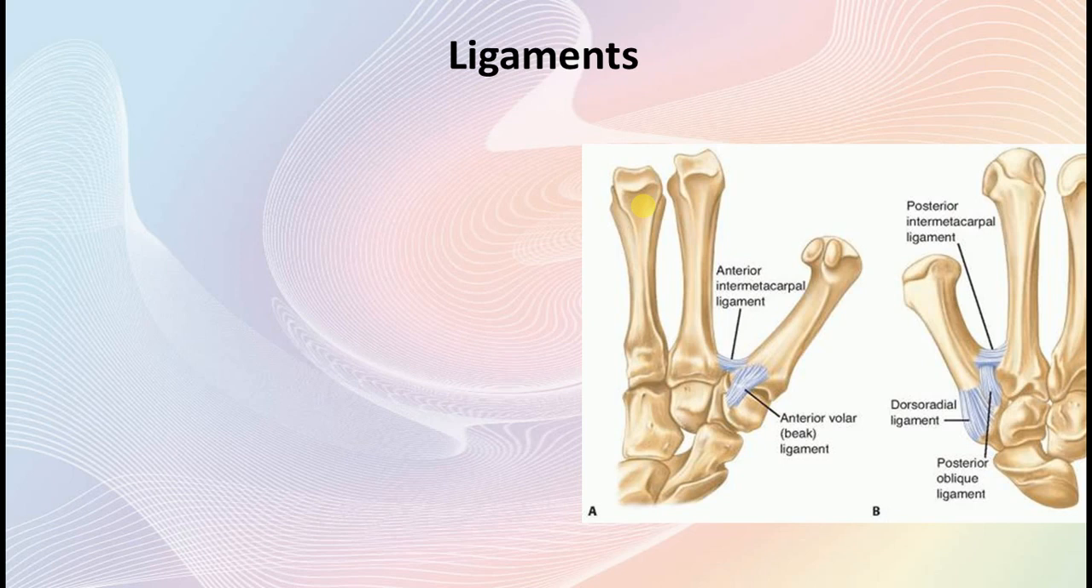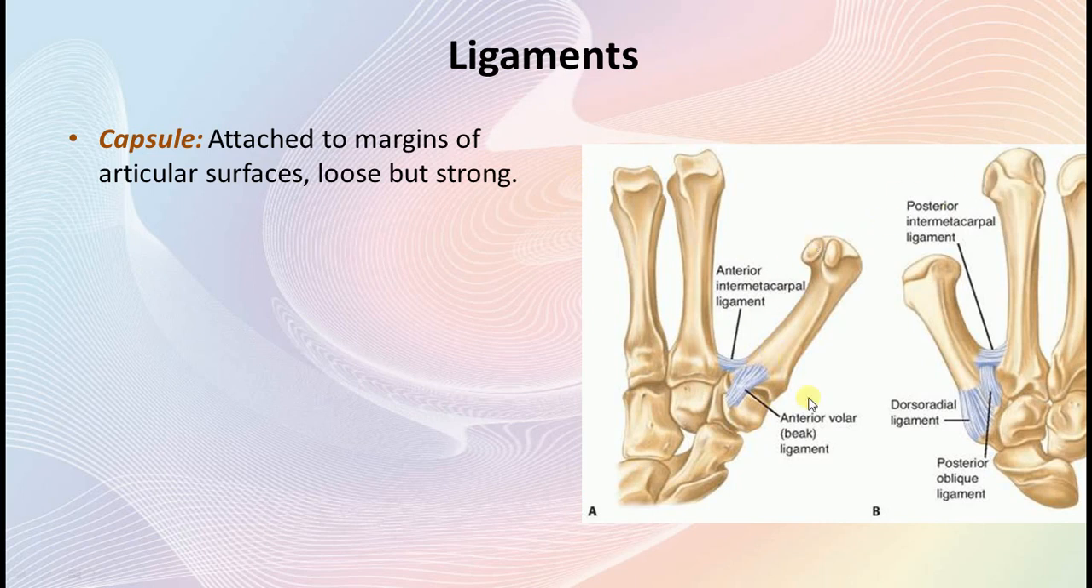Coming to the ligaments of the carpometacarpal joint of the thumb, you have a capsule attached to the margins. The capsule is very loose. That's again to allow the great degree of movements, but it is a very strong capsule, so it cannot be easily torn or damaged. It does not tightly invest the articulating surface, it loosely invests it, but it has a very firm and strong attachment.